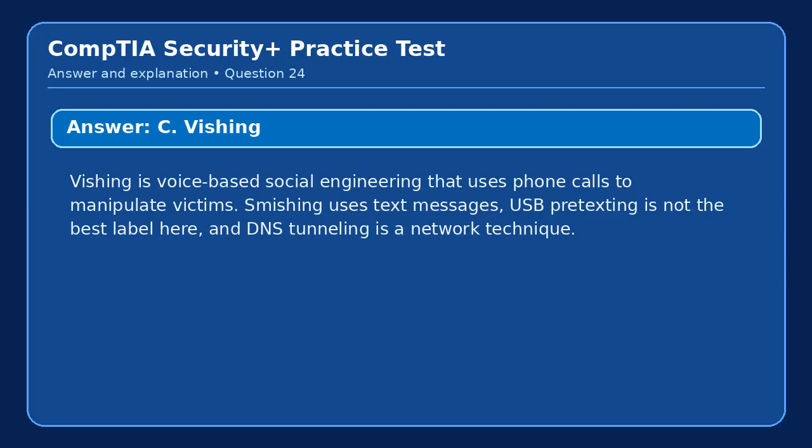The answer is A. Smishing. Smishing is phishing delivered through SMS or text messaging. VLAN hopping and war driving are network attacks, while password salting is a defensive storage technique. Question 26.